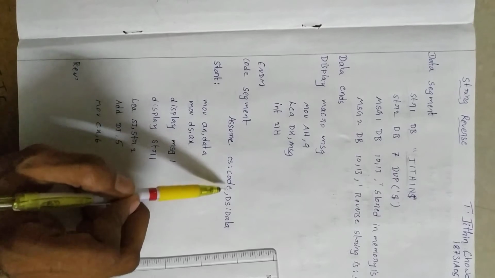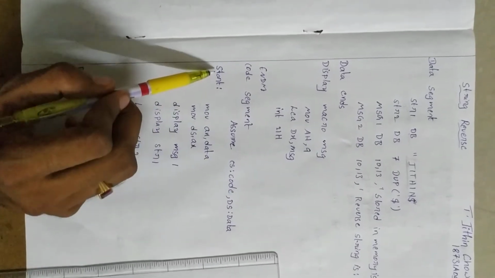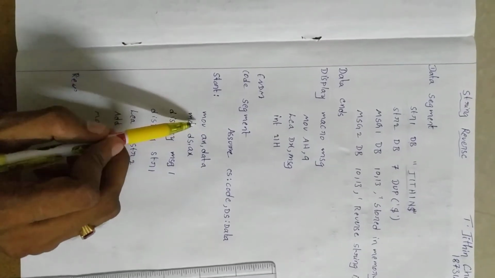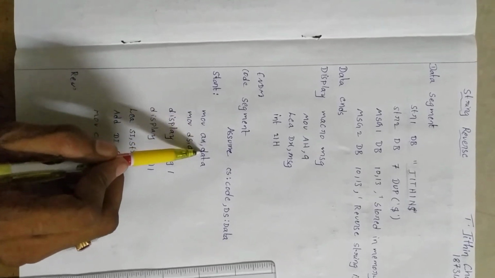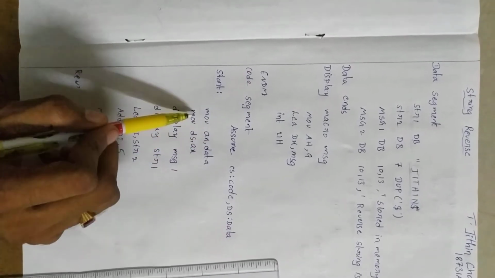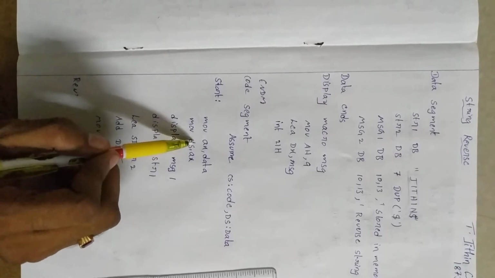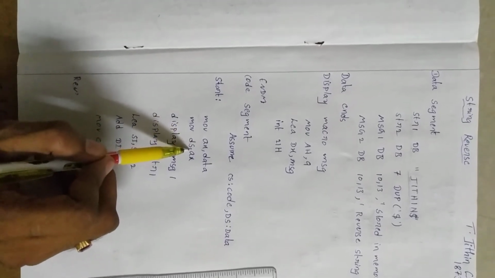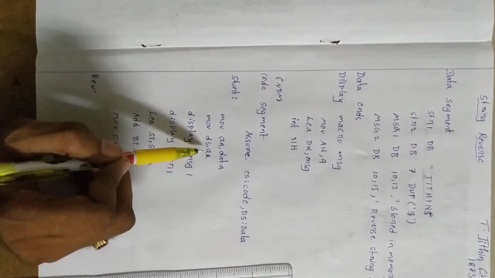assume cs:code, ds:code. Here it is the start. Move ax, data, is moving data into the ax register, and again mov ds, ax. The ds memory takes the ax register.